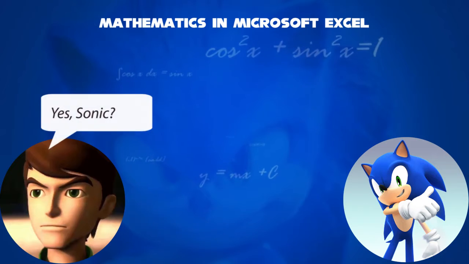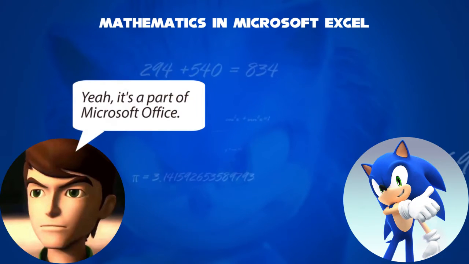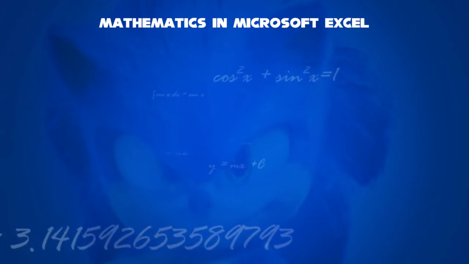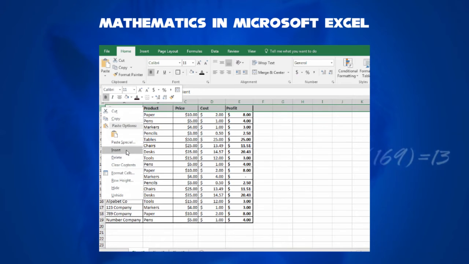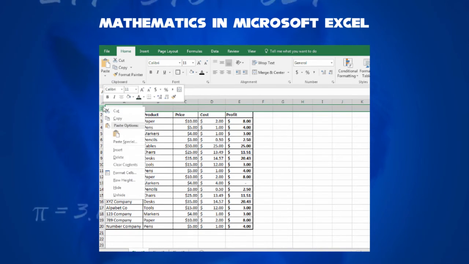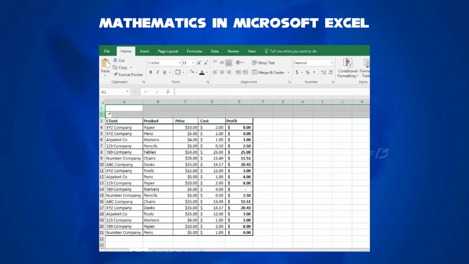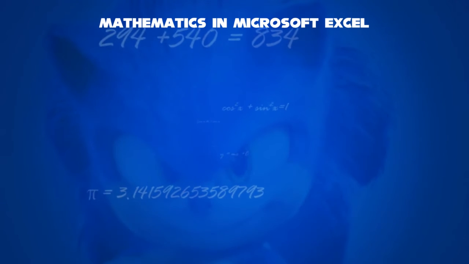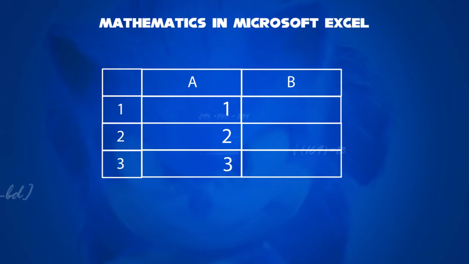Ben? Yes, Sonic? Is Excel a software application? Yeah, it's a part of Microsoft Office. Can we do calculations on it? What you just found is the solution by the basic operators, like the print command used in programming in C++, Java, MSW Logo and more. Well, the answer is what we get, a value by adding or subtracting. It is found in computer programming too.